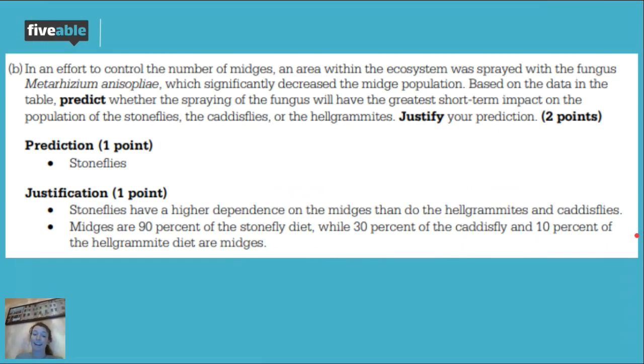Or if you say stoneflies require 90% of their diet from midges, you probably wouldn't get the point. You need to compare it to the other two because that's how you decided that they would have the greatest short-term impact in comparison to the other two. So you have to mention them. So always over-explain in those situations. If you're like, oh, I'll just write that it's stoneflies because it's 90%, you're probably going to miss out on an easy point of information that you knew but just didn't put on the page.